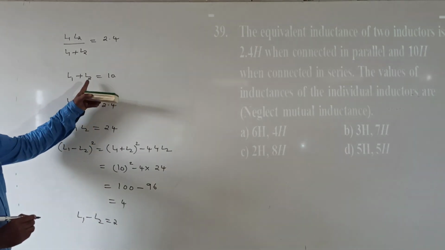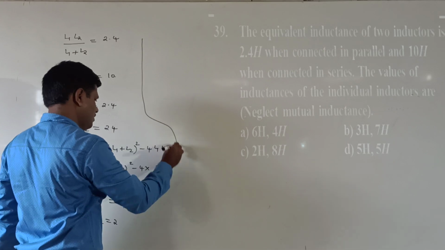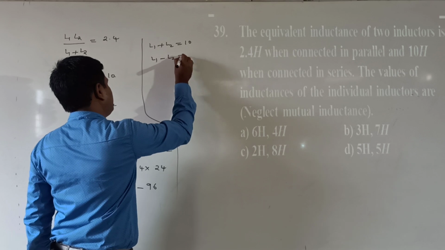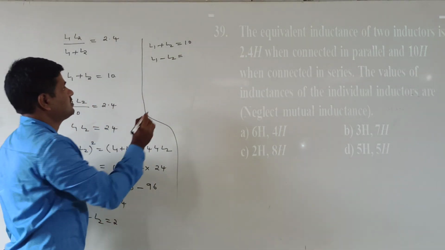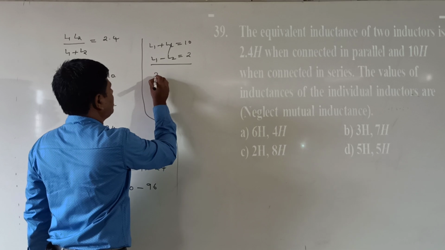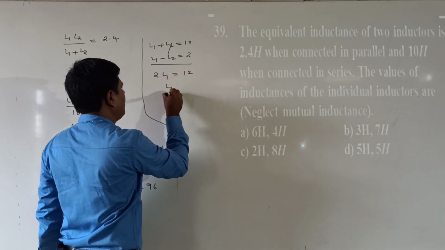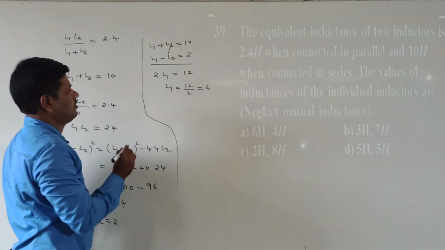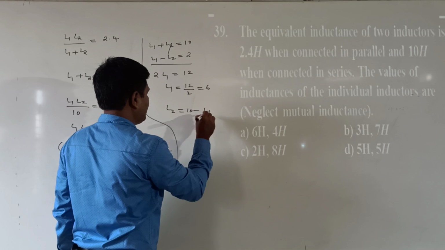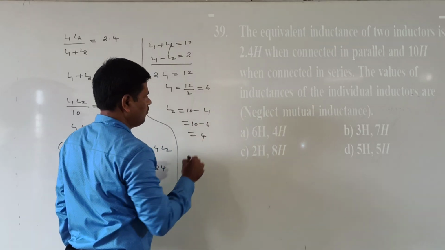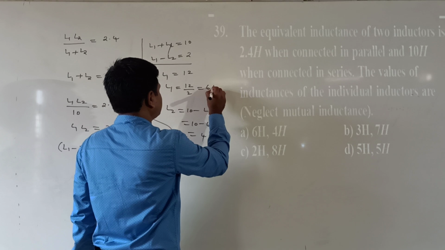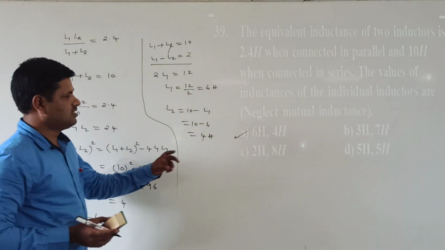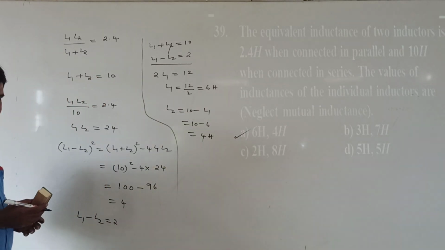Here L1 plus L2 is equal to 10 and L1 minus L2 is equal to 2. Solve for these two. L2 cancels, 2 L1 is equal to 12, so L1 is 12 by 2, equal to 6. Substituting into either equation, L2 is 10 minus L1, 10 minus 6, equal to 4. Which option is correct? One is 6 Henry, another is 4 Henry, so A option is correct. This is question number 39.